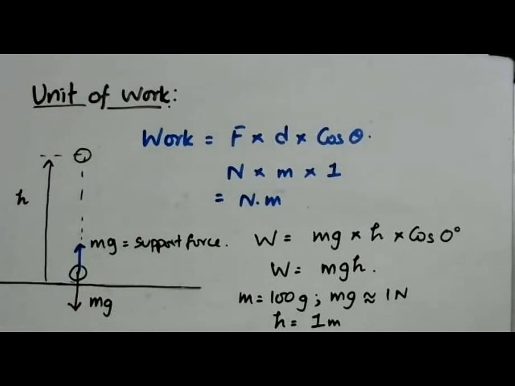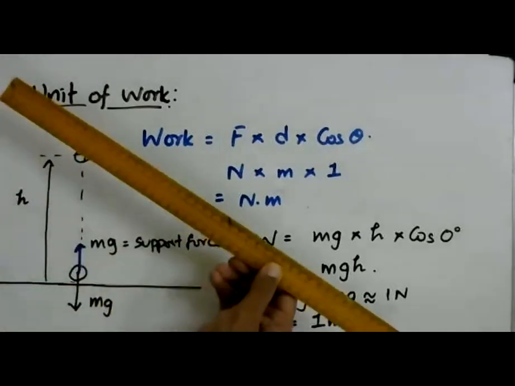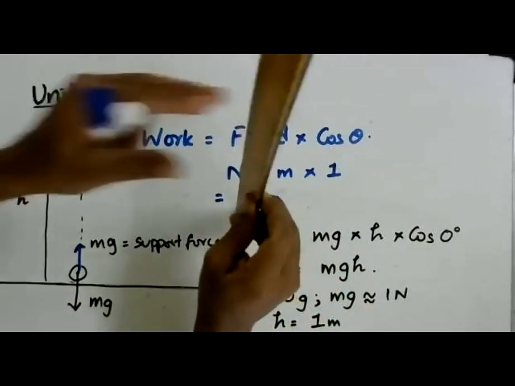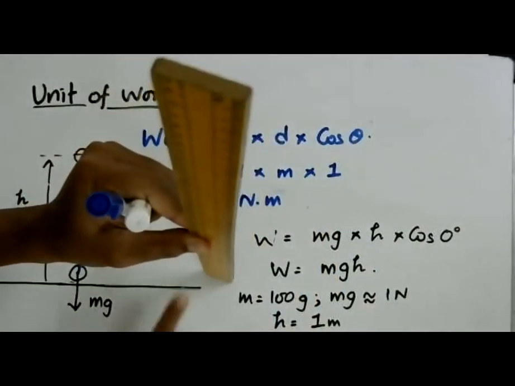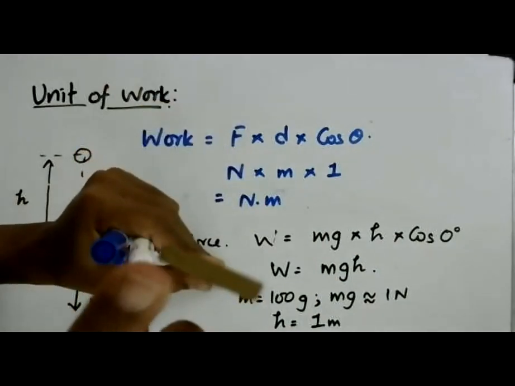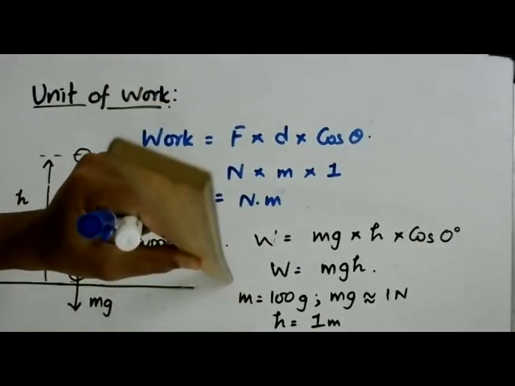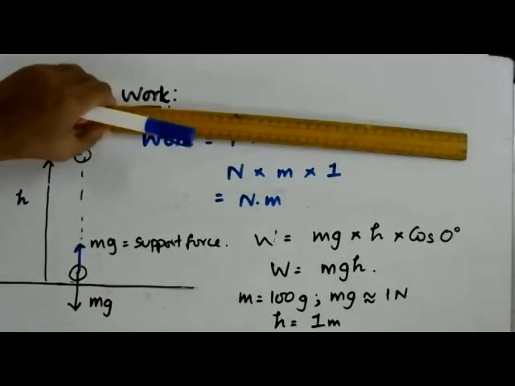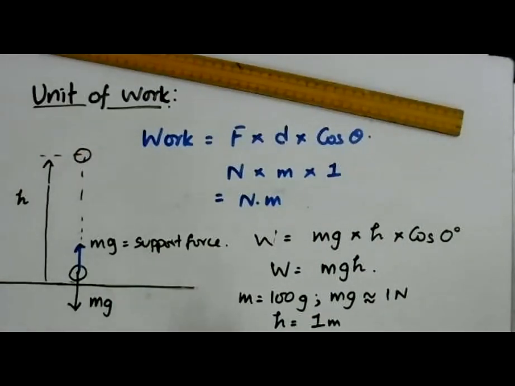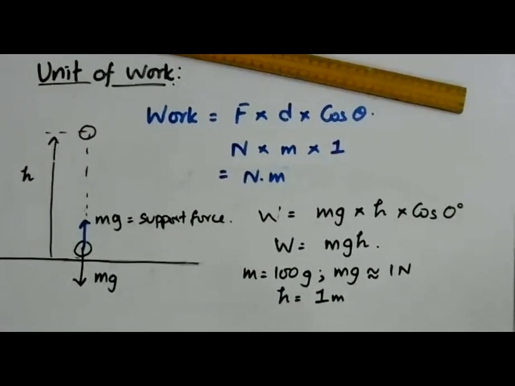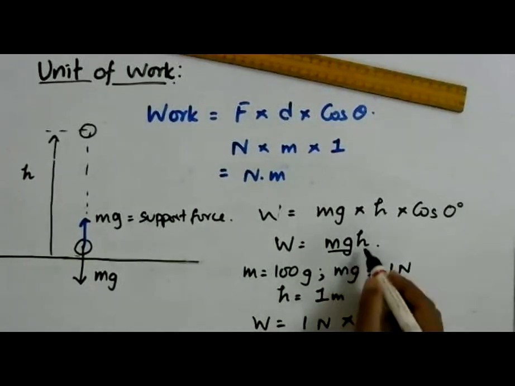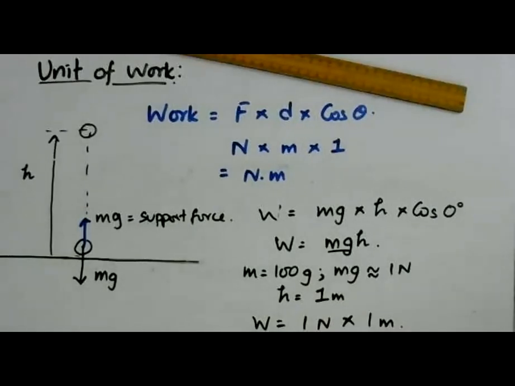Okay, so let me show you. This is a half a meter scale. Okay, so when it is put straight up, that's the distance that you would have to raise it in order to raise it up by half a meter. So twice of this. So you raise an apple twice of that distance. Then what will be the work that has been done? The work done will be mg, which is equal to 1 Newton, times the height, which is 1 meter.